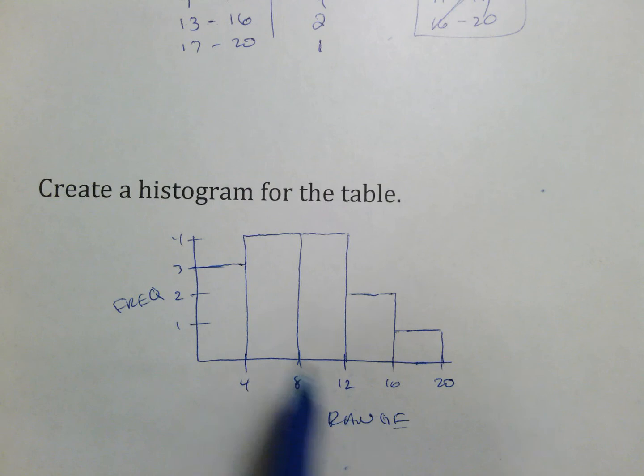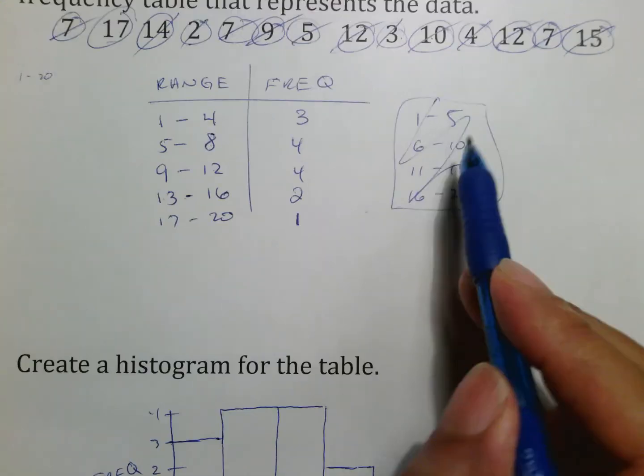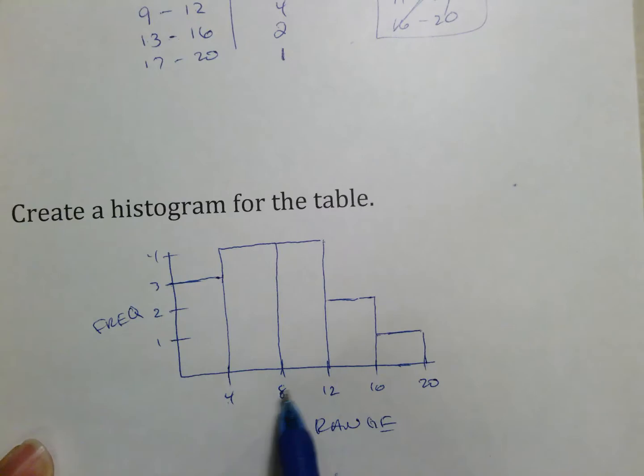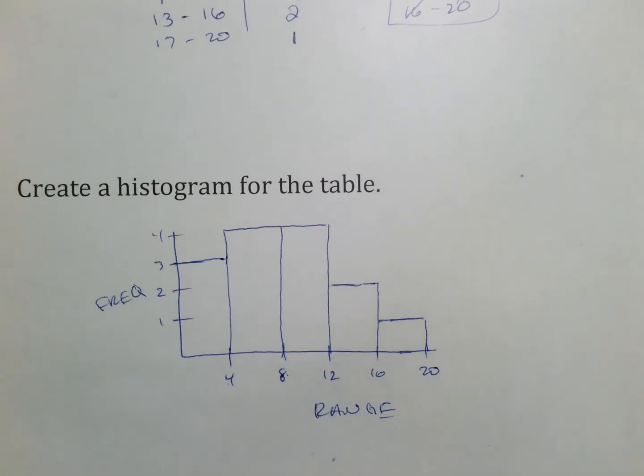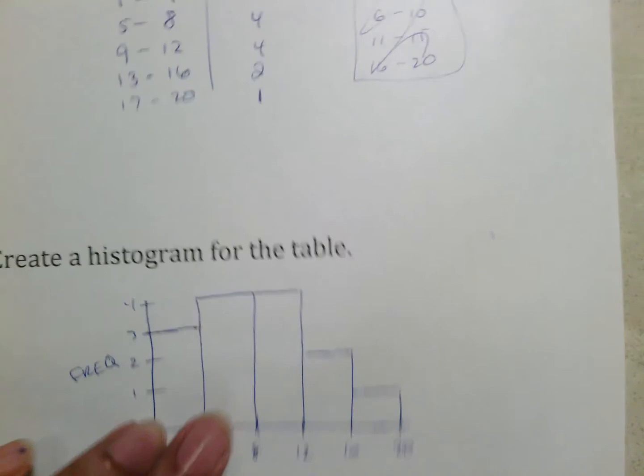Just make sure you label your range, label your frequency, and that your numbers represent your endpoints. If you would have used this, then it would have been 5, 10, 15, 20, and you would have just used those same types of rectangles to get that done. Alright.